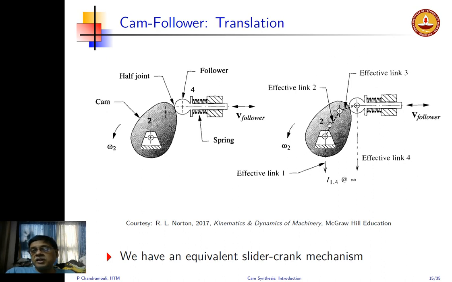You can see a dashed line representing the input link. The line between the two centers of curvature is link 3, the coupler, and of course 4 is a slider, which is basically a link of infinite length. So we have an equivalent slider crank mechanism. And the dimensions will keep changing as the cam rotates.